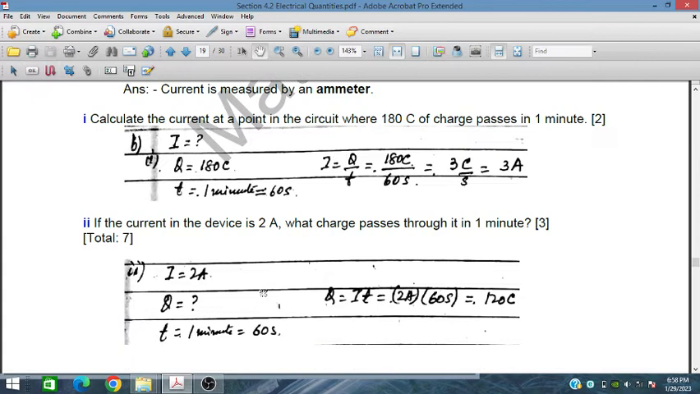If the current in the device is 2 amperes, what charge passes through in 1 minute? The time is 1 minute, 60 seconds, so we have to find the charge. Q = IT, so I is 2 amperes and T is 60 seconds, so this is 120 coulombs. This charge will pass for 2 amperes in 1 minute.